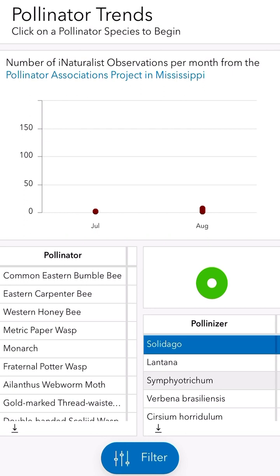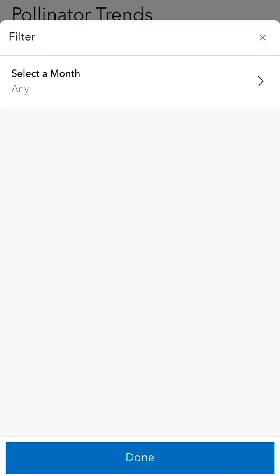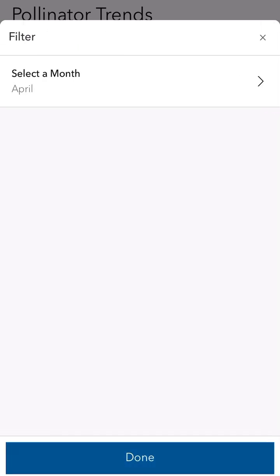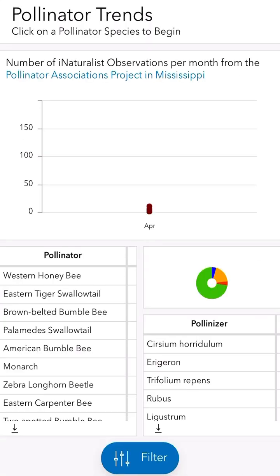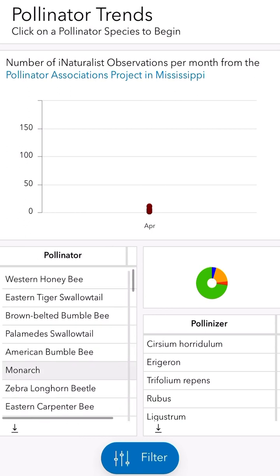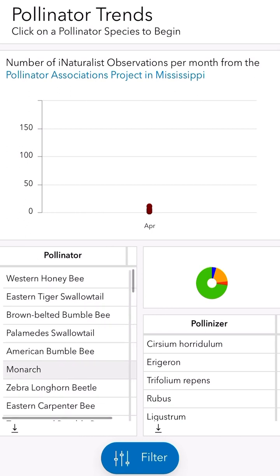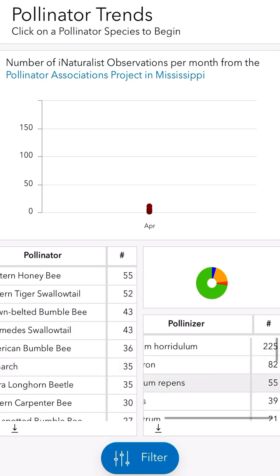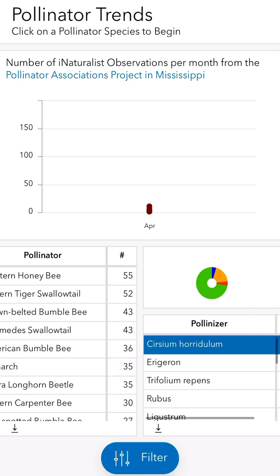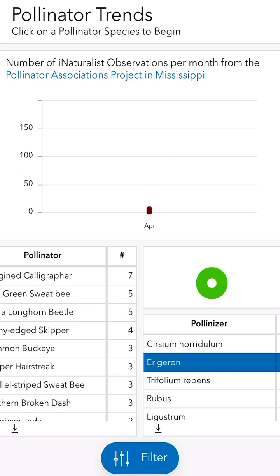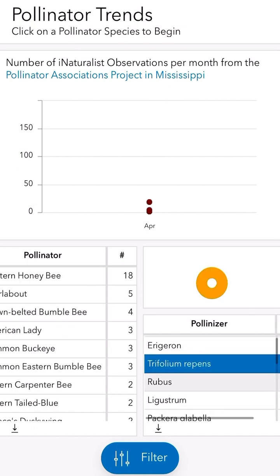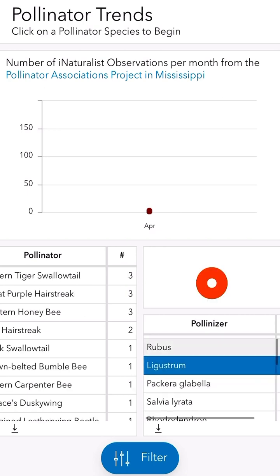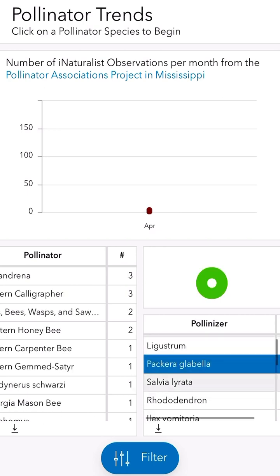You can also see at different times of the year, like you can see in April, what are the pollinators that I'm going to see the most, which are honeybees, tiger swallowtails, brown-belted bumblebee, Palamedes swallowtails. And then what are the plants I'm going to see pollinators on the most? It's bristle thistle, fleabane, white clover, blackberries and dewberries, privets, and butterweed.